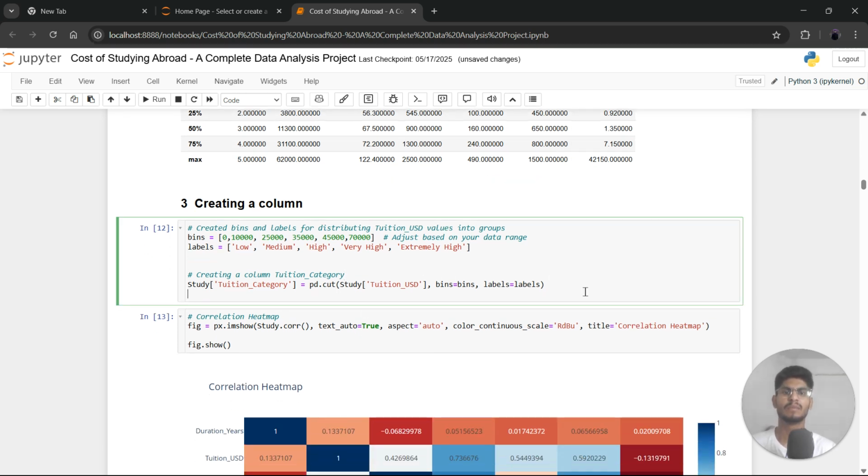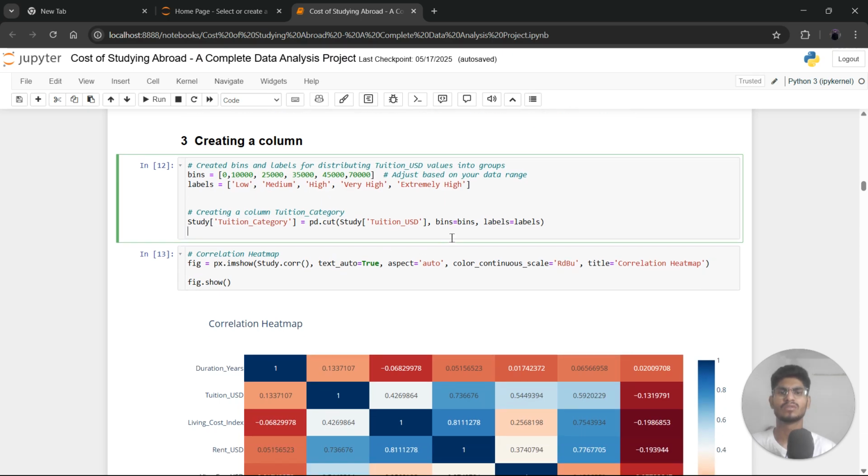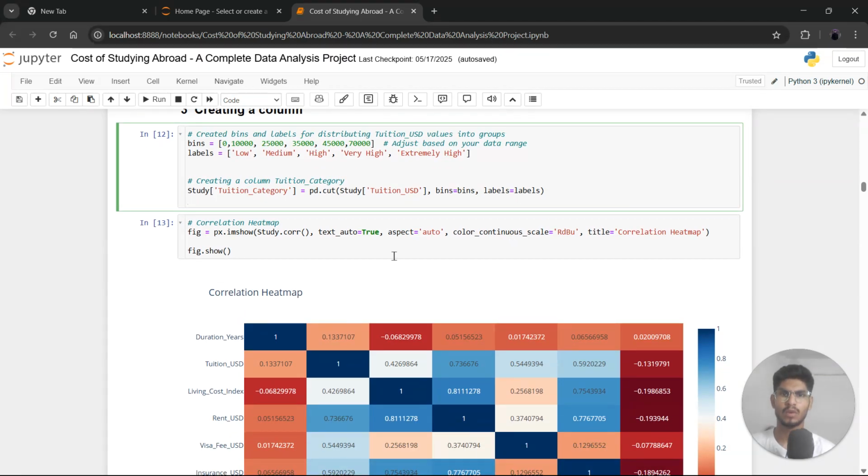Now we are creating one more column right here, just to get the best overview of the data. So we are creating bins, and we are creating labels as per the bins. If something falls between 0 and 10,000, then it is low. If something falls between more than 10,000 and less than 25,000, then it's medium, and so forth. We are using the pd.cut function, and it will help us create labels, or you can say bins, as per the requirement.